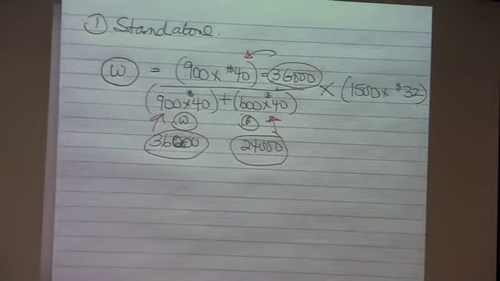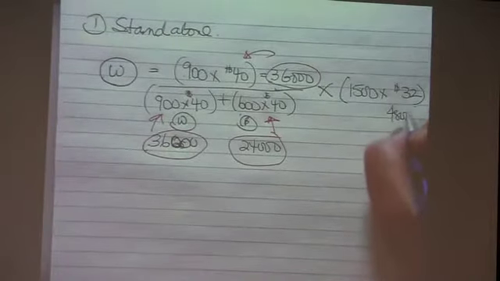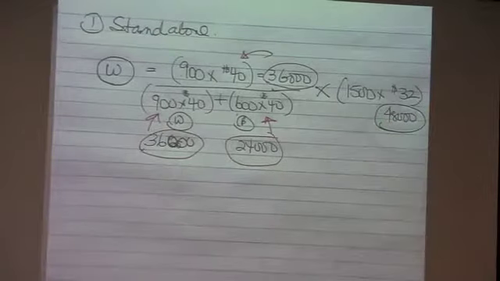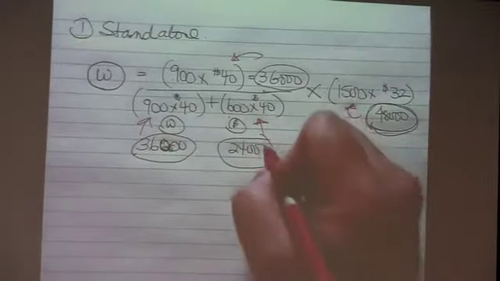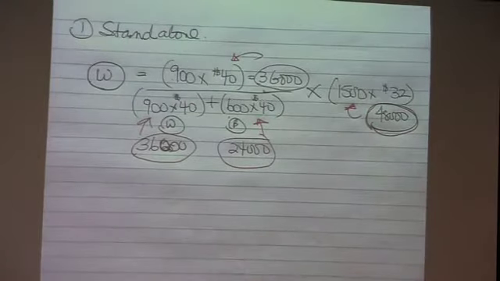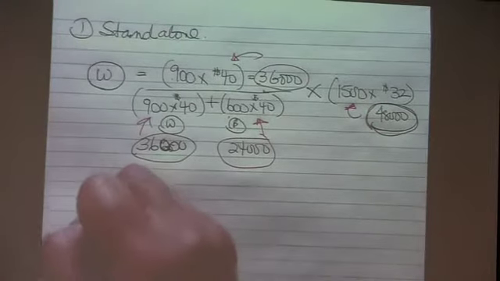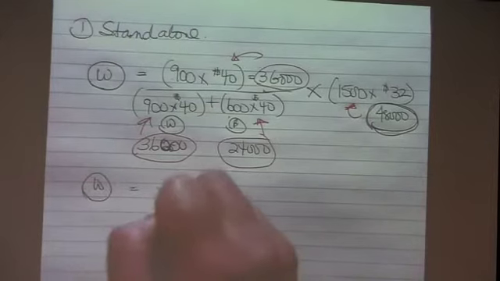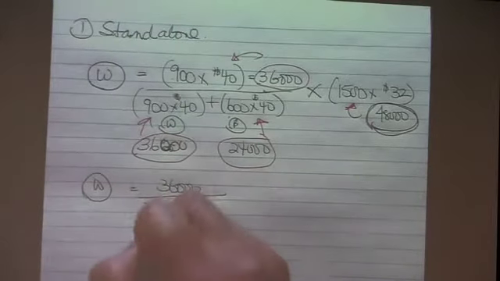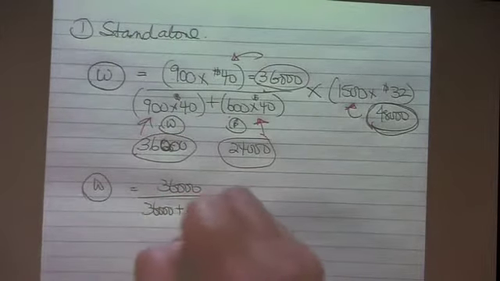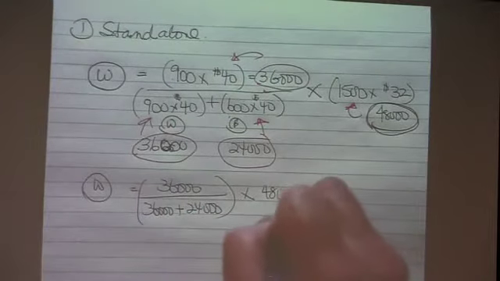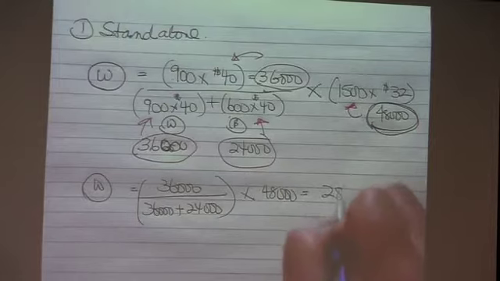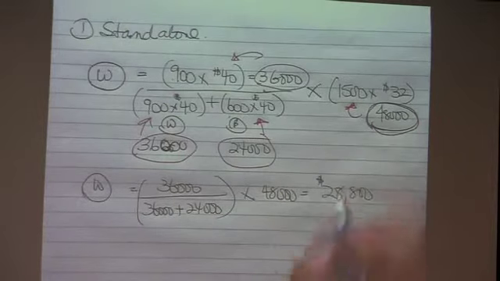And this is 48,000. Let me write that down. That's the sum of that. So that means that for W, it's going to be 36,000 divided by 36 plus 24 times 48,000 to give us 28,800.